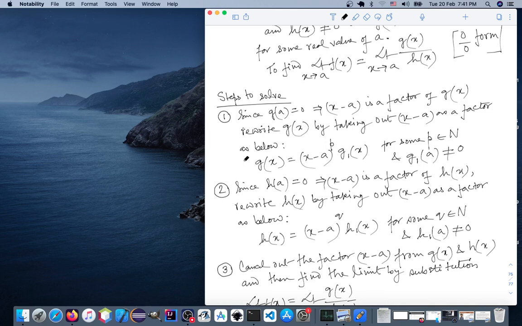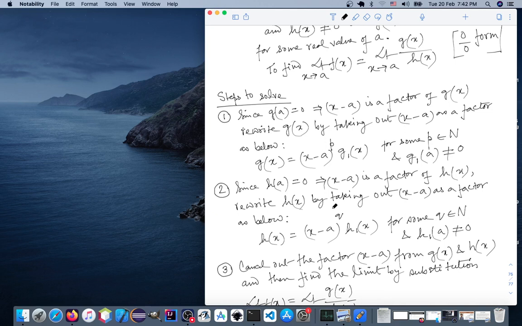Similarly, h(a) is 0, which implies that x minus a is a factor of h(x). So we rewrite h(x) by taking out x minus a as a factor similarly below, and we rewrite h(x) equals (x minus a) to the power q, for some natural number q, into another expression h1(x), where h1(a) is not equal to 0.